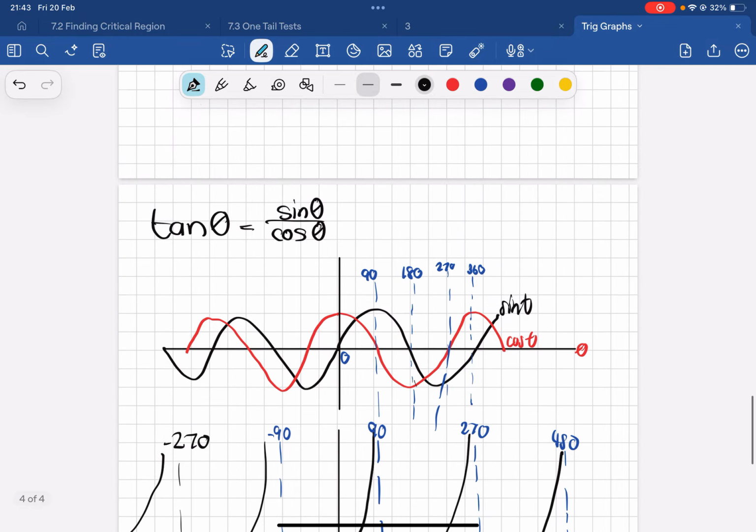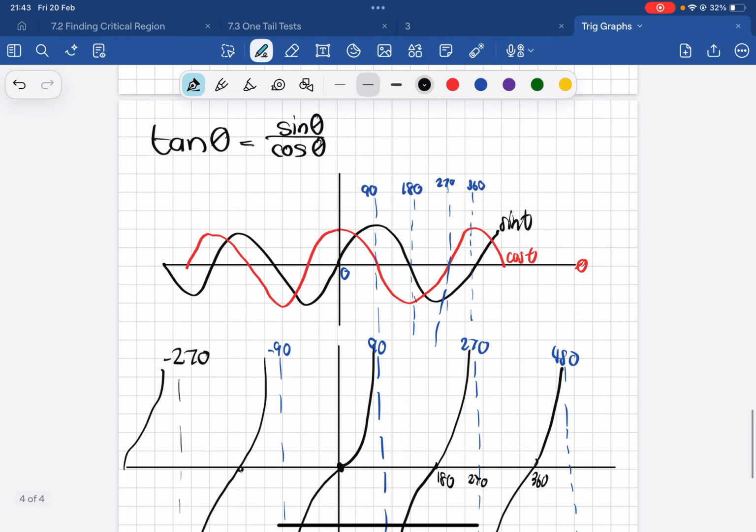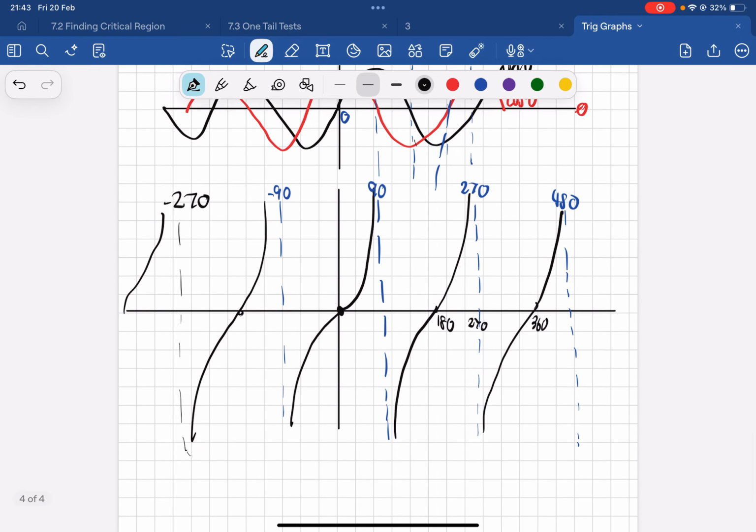And that is how we derive the tan graph. That's all for the trig graphs.